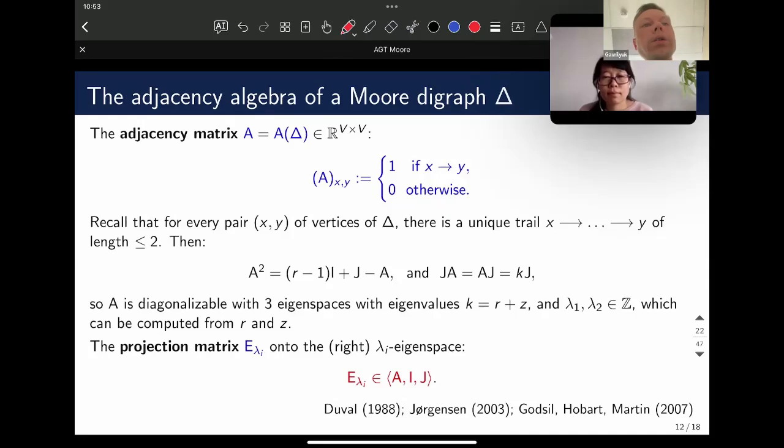So now we can fix one of these 2 eigenvalues, lambda 1 or lambda 2, and consider the projection matrix onto, say, the right lambda eigenspace. This projection matrix is a linear combination of the adjacency matrix, the identity matrix, and the all ones matrix J.